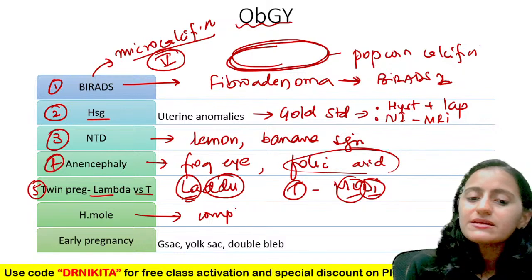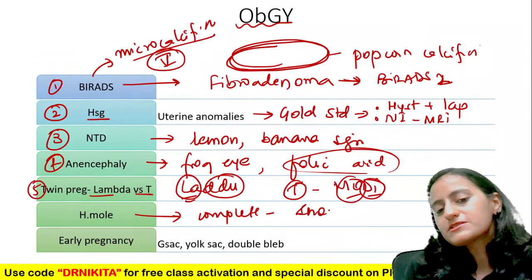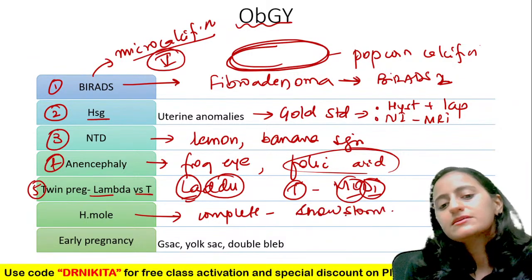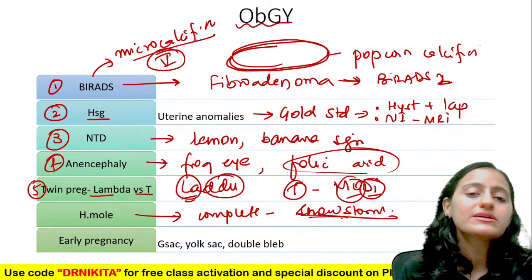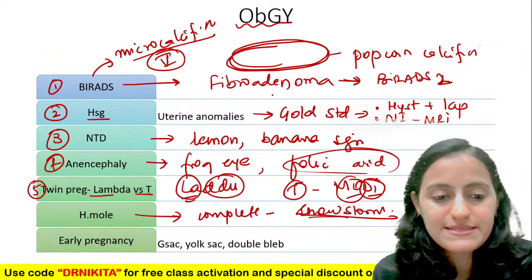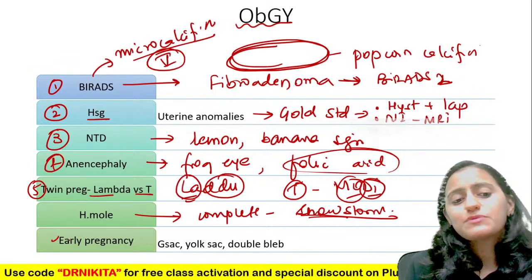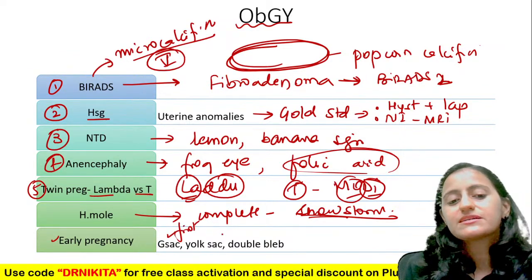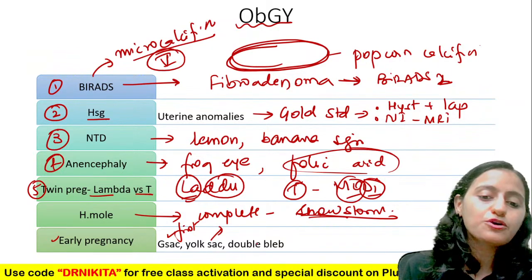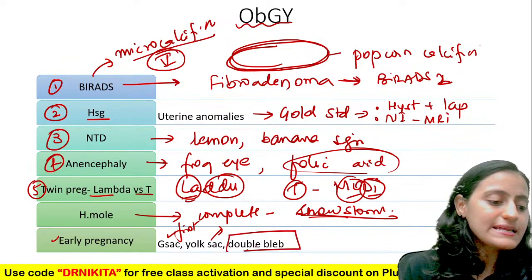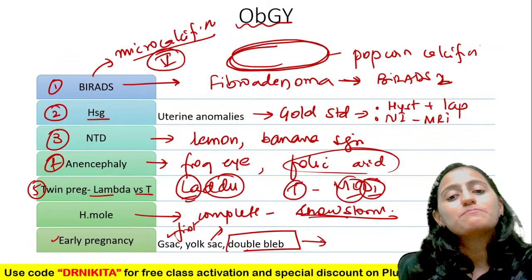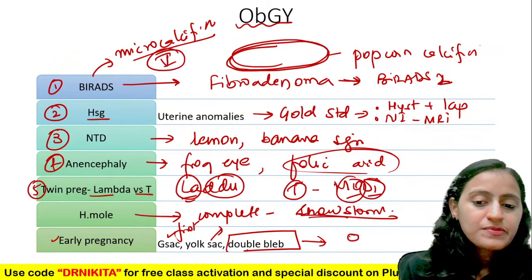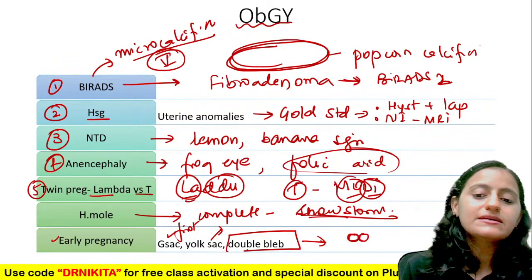Hydatidiform mole, a complete mole, gives what appearance on ultrasound? Basically it is the snowstorm appearance. Okay, that is the snowstorm appearance that we see. Next one, the normal early pregnancy: identification of the G-sac. That is the first thing that appears. Then comes the yolk sac, and double bleb sign has been asked. Double bleb, what is the double bleb formed by? It is the yolk sac and the amnion.